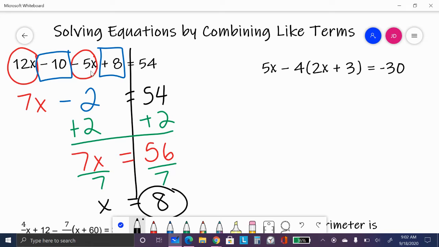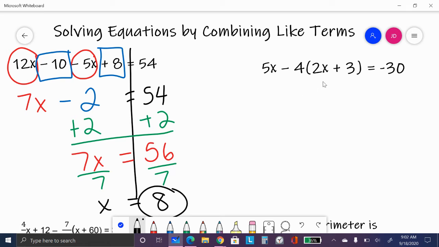Okay, so again, like terms are when you have the same variable with the same exponent. The exponent of these is 1. Whenever there's no exponent, it's always an invisible 1. And so you just combine the coefficients, which are out in front, and leave the variable. So 12x minus 5x is 7x. And these are what's called constants. Negative 10 and 8 are called constants, and you combine those also.